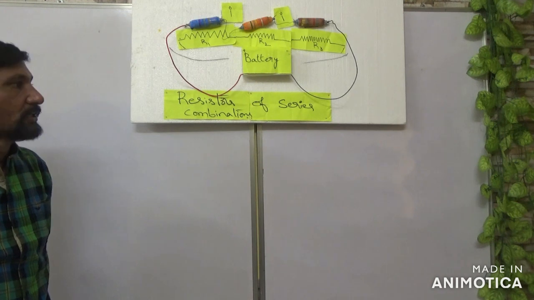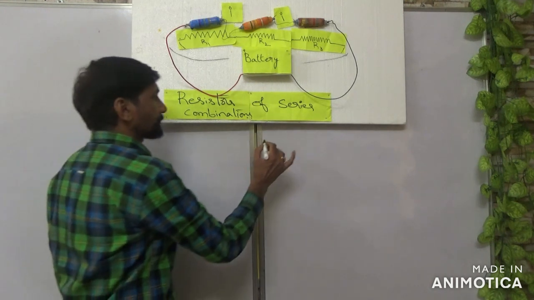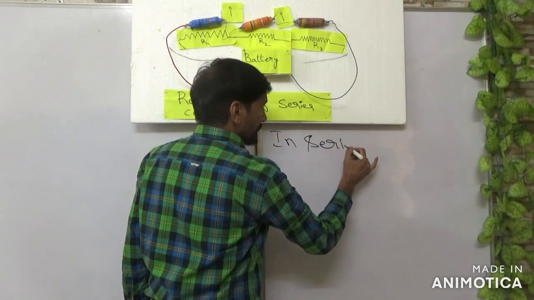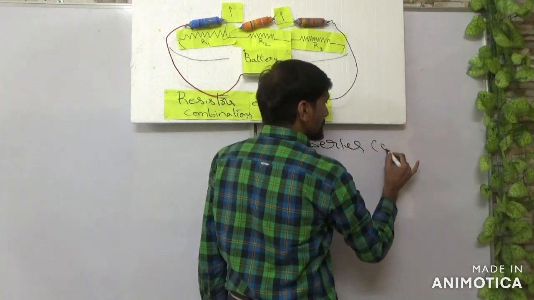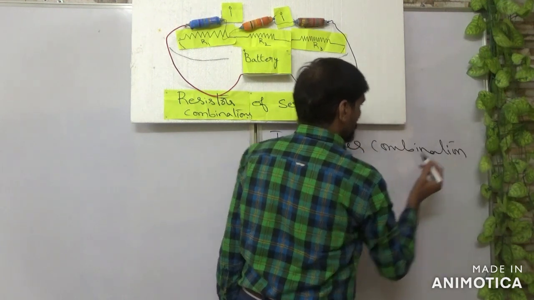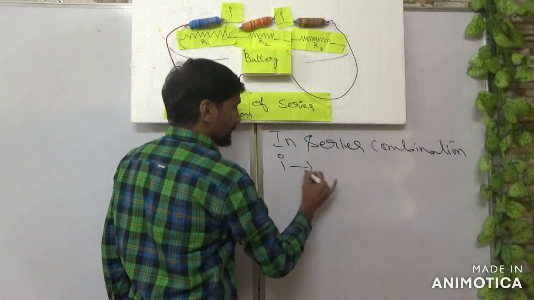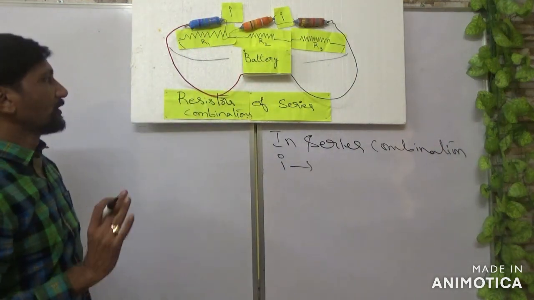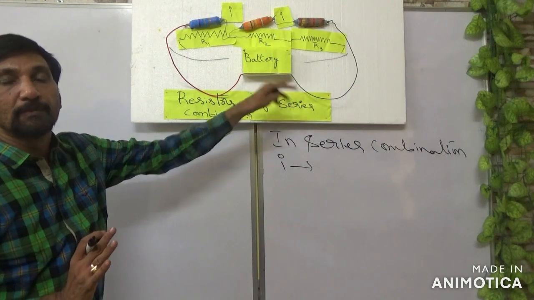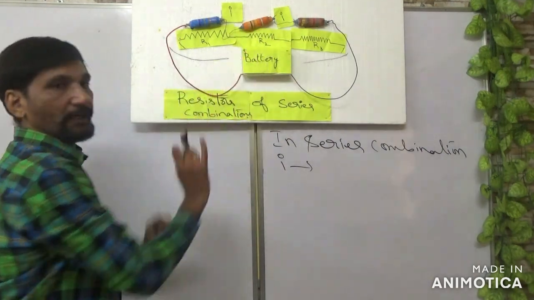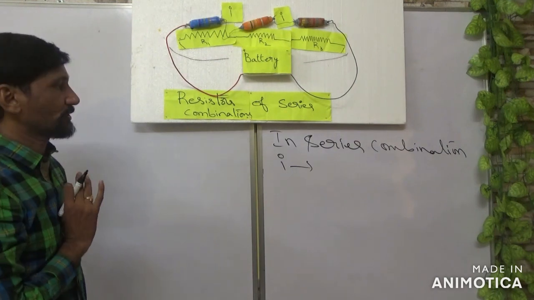Very, very important point, remember: in series combination, the flow of current through each resistor remains the same when you have given power supply to them through a battery of V voltage.